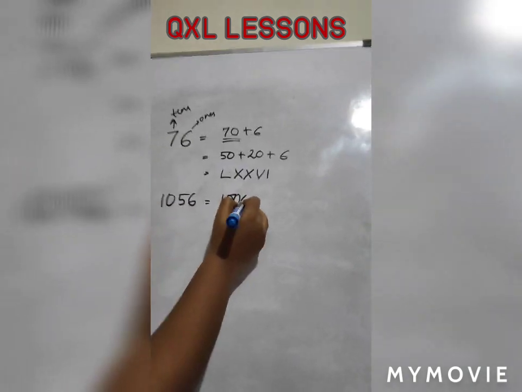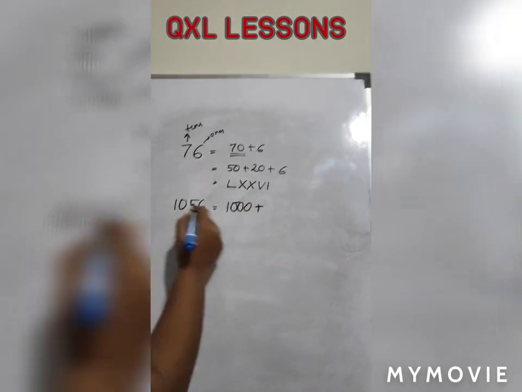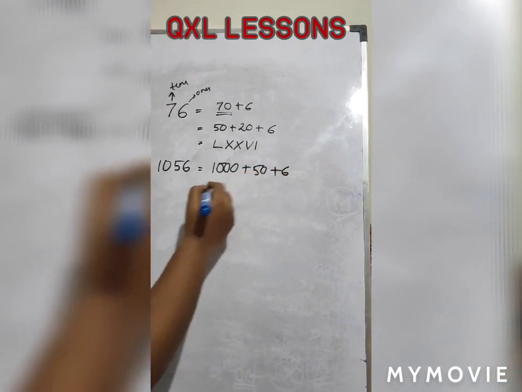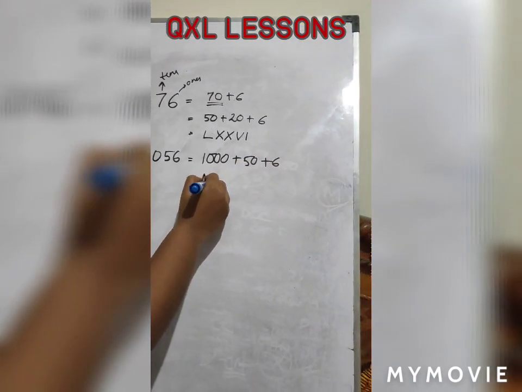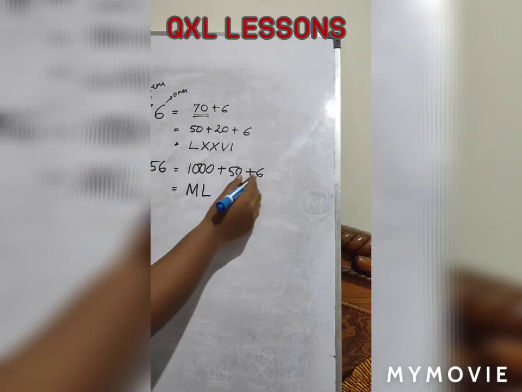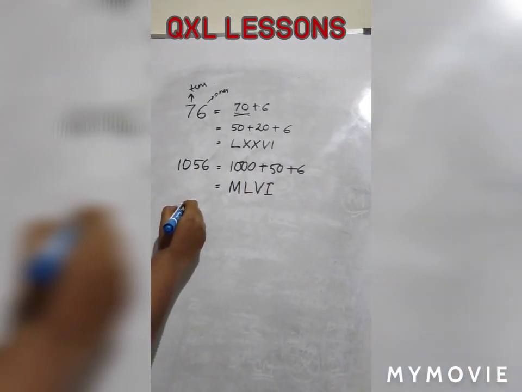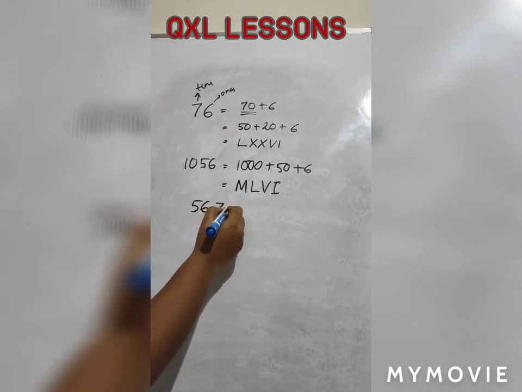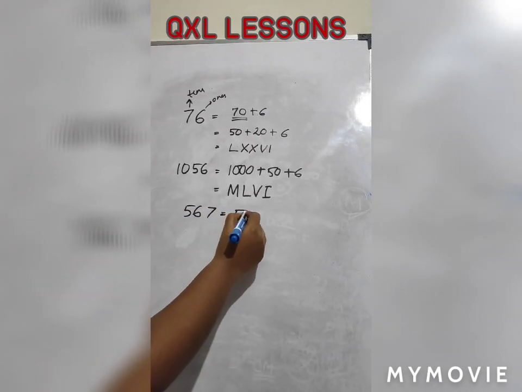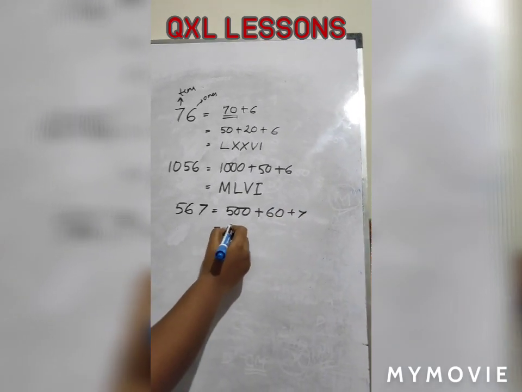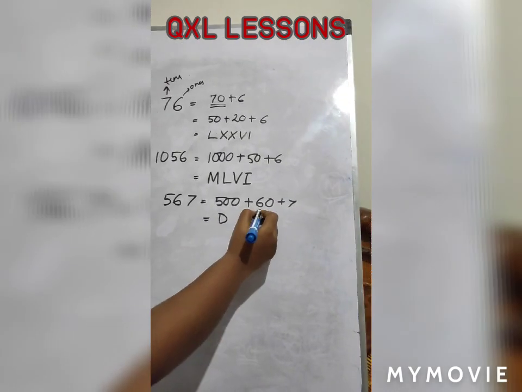I'll write it in the expanded form first. So it can be written as 1000 plus 50 plus 6. 1000 is M, 50 is L and 6 is VI. So for conversion of any Hindu-Arabic numeral to a Roman numeral, first you have to write it in the expanded form. One more example, 567, which I have expanded as 500 plus 60 plus 7.